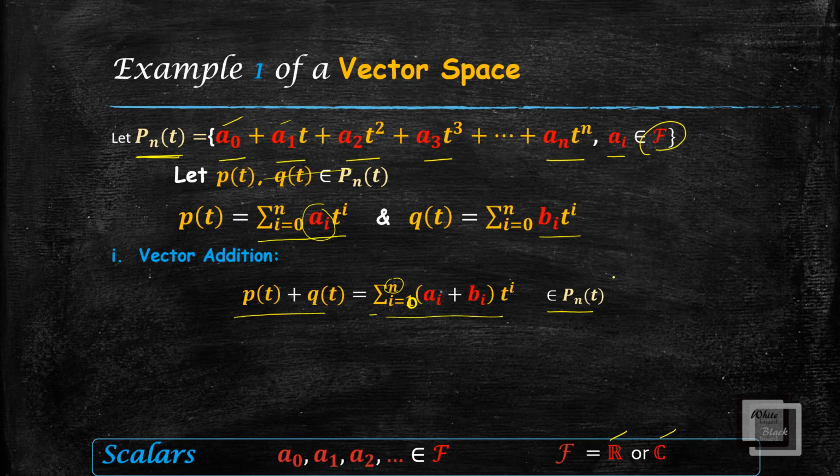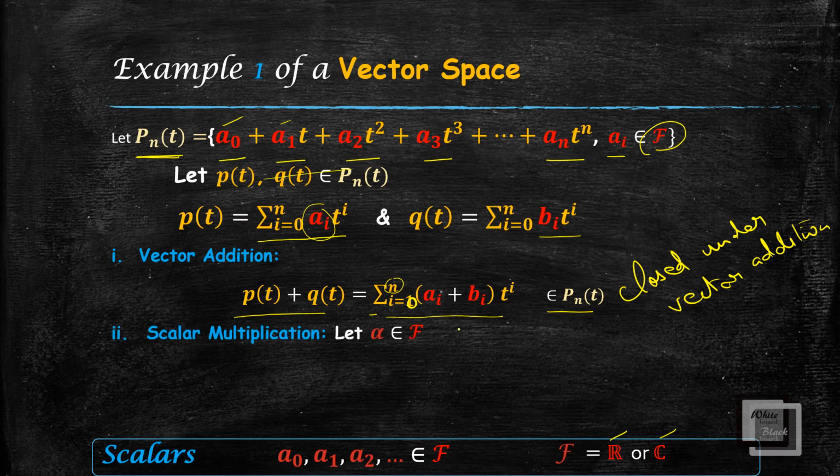So I can say here that Pnt is closed under vector addition. Next is the closure property for multiplication, that Pnt is closed under scalar multiplication.